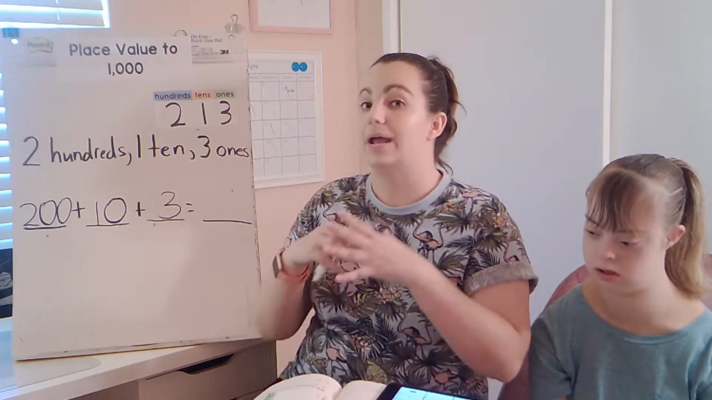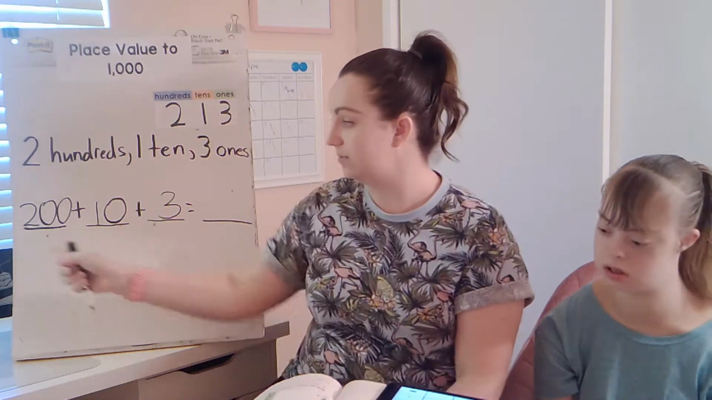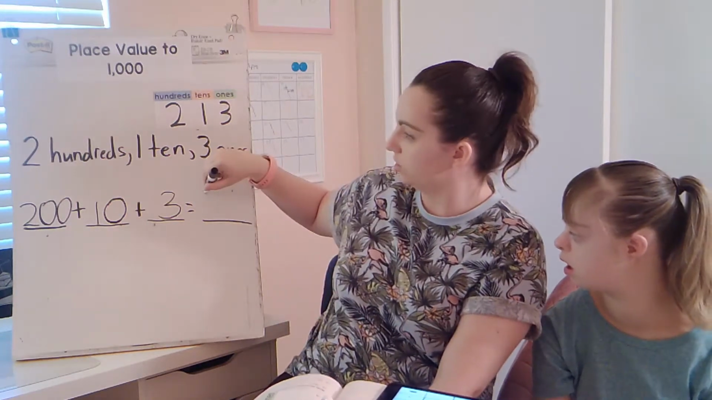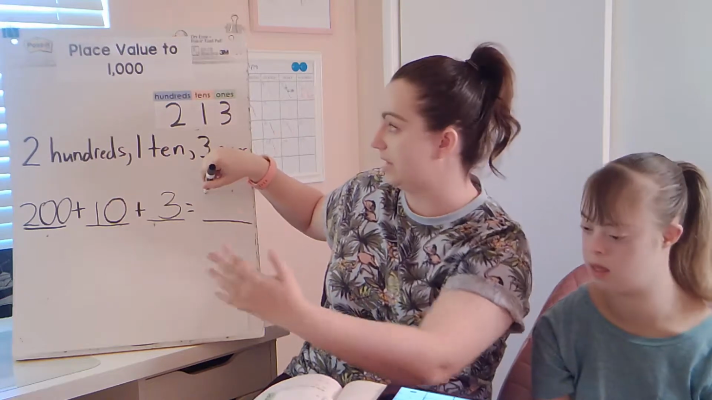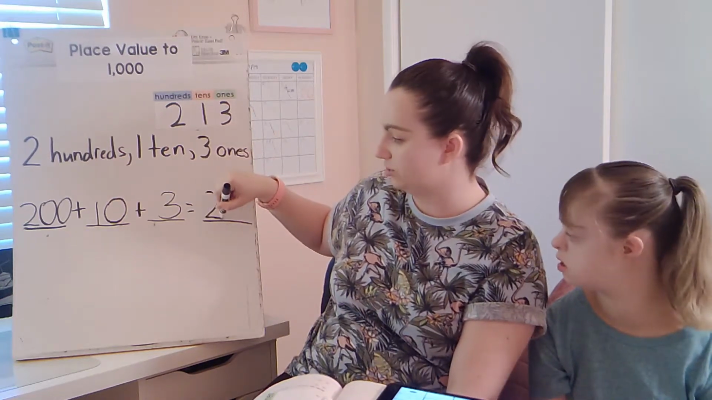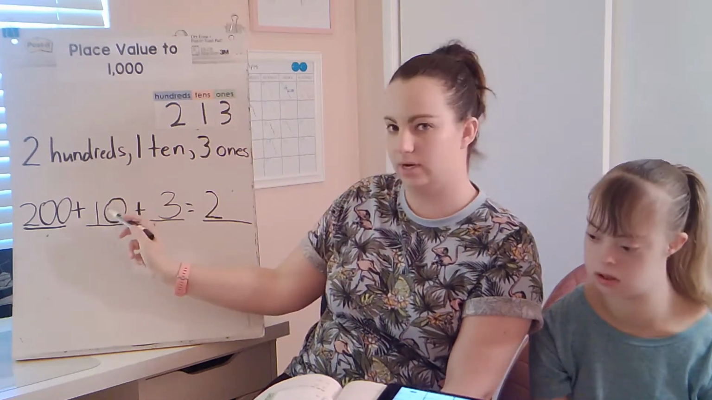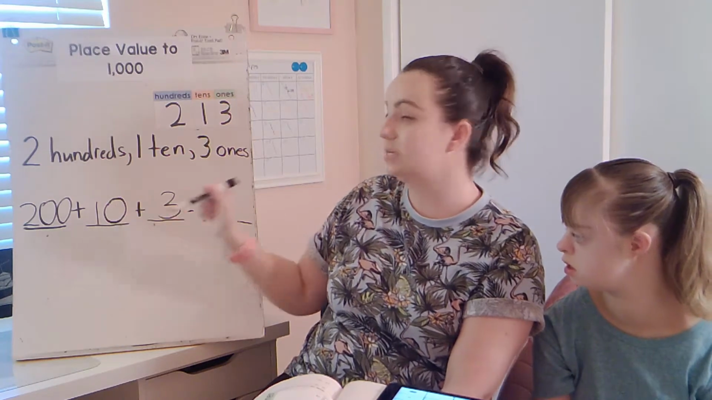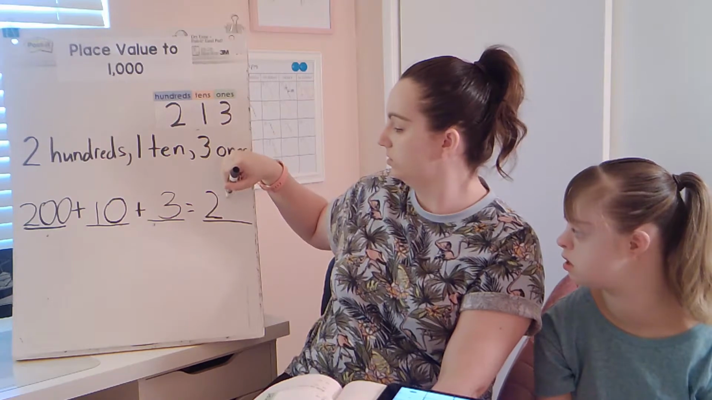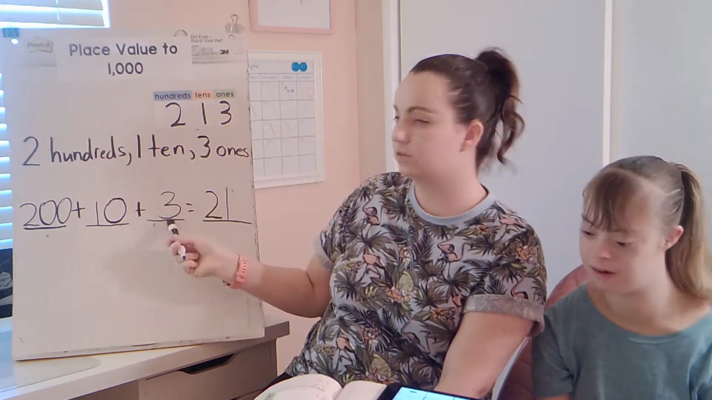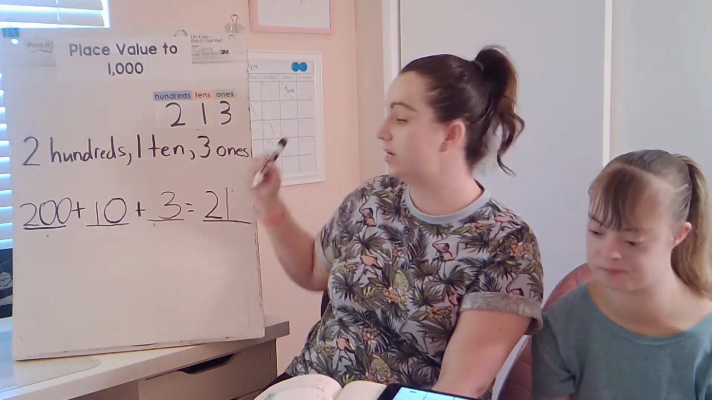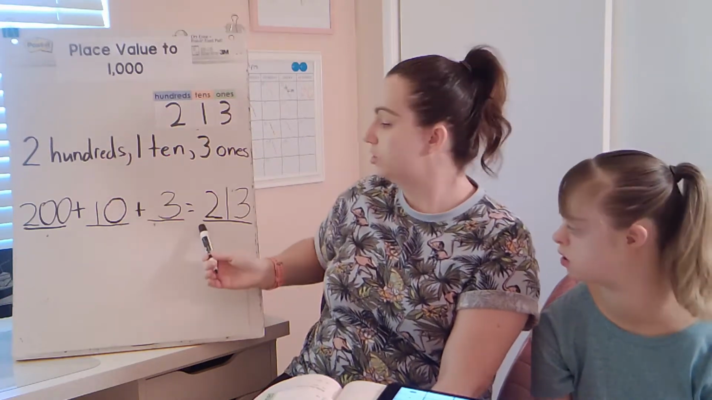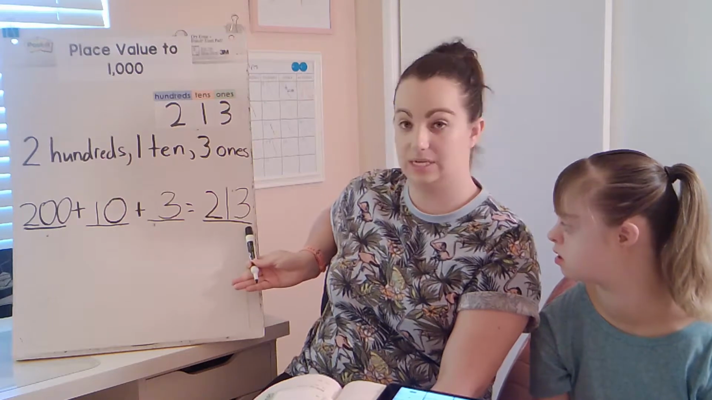If you were to add or put this all together, you'd have 200, so that's going to go over here on the left side. I added the 10 to it, so I have to write how that 1 in the tens goes in the tens spot. That's the next number. And then finally, the 3 ones, the 3 goes in the ones spot. All together, 213.